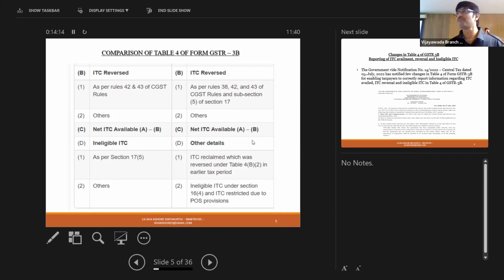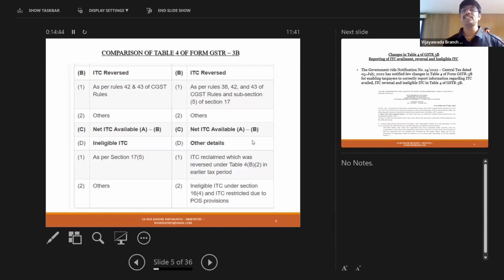I don't know how many of you have followed it. Generally, if you buy a car, 100 rupees is the eligible credit and 10 rupees is ineligible credit by virtue of 17.5. Generally, what we tend to follow is, we need to punch 100 rupees in 4A5 and 10 rupees in 4D subsection 1, if it is falling under 17.5, in the earlier 3B also. Generally, people have not followed it. You have only taken net eligible ITC into all other ITC.